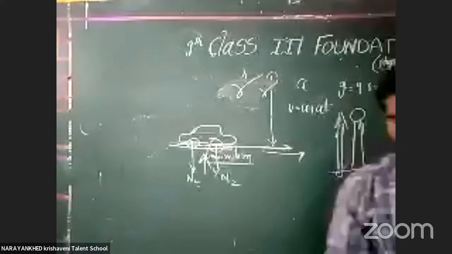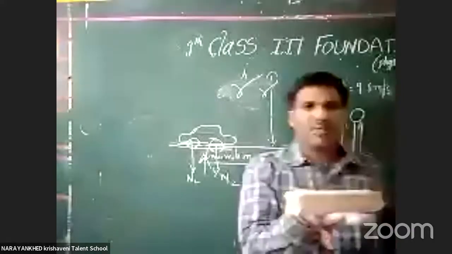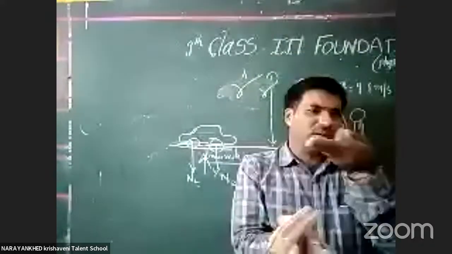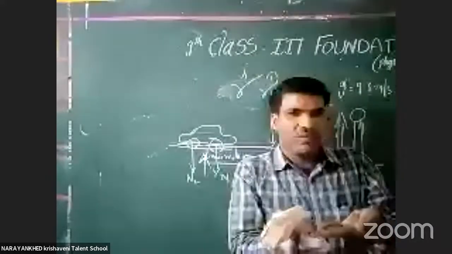Now, suppose I want to change the position of this duster. It will move like this when I give some force here. This force is opposed by which one? Gravitational force. Understood, all of you?